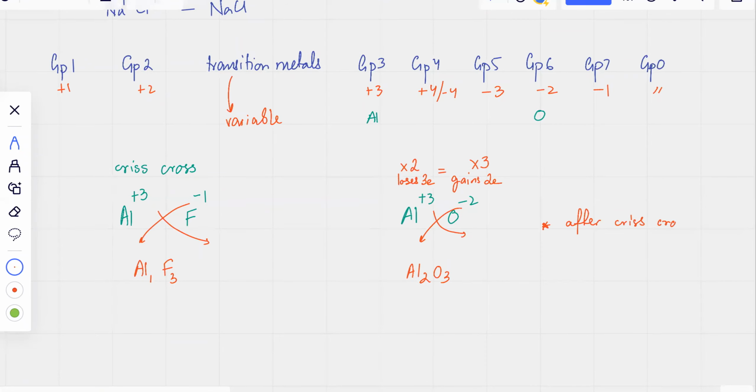Sir, is there any example of that? Yes, I'll tell you. After crisscross, 99% of the time, the ratio by default is going to come out to be the simplest ratio. So after crisscross, make sure the ratio is the simplest whole number ratio. You have to make sure. In this case, it's automatically the simplest ratio.